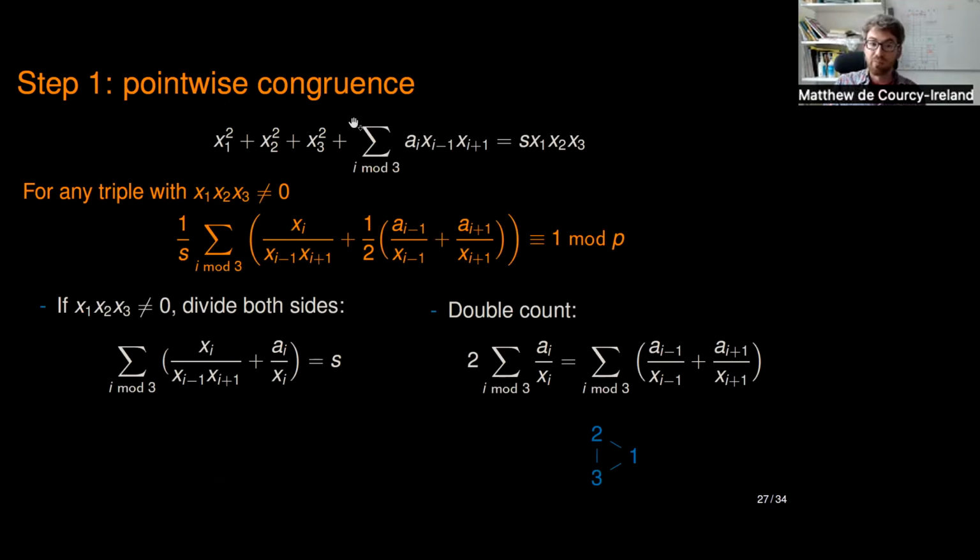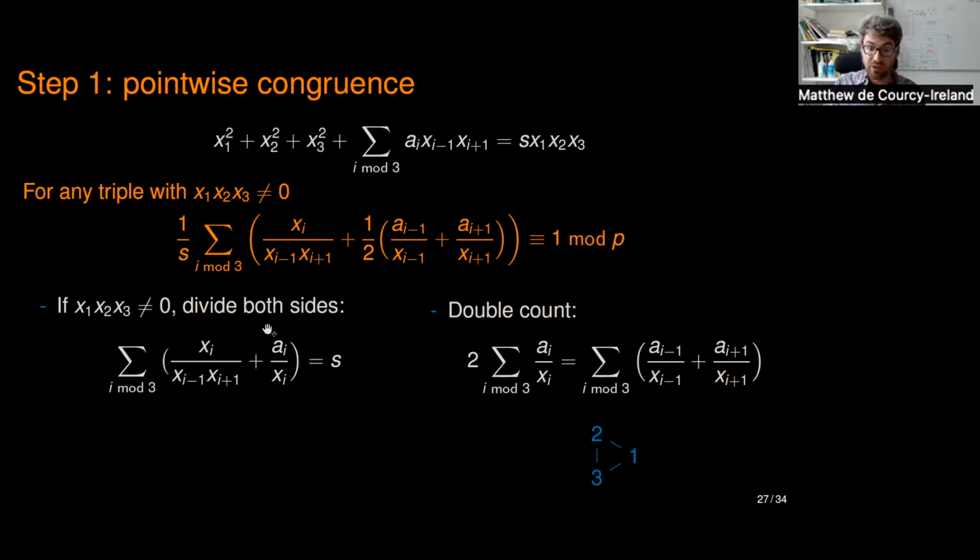Step one is a pointwise congruence. In other words, for any point x, a certain congruence holds, mod p. I'm going to assume none of the coordinates are zero. So then you can divide by x1, x2, x3 on both sides. So the sum over all indices, mod 3, of xi over the product of the other two, plus ai over xi, that's just equal to s because I've divided both sides of the equation.